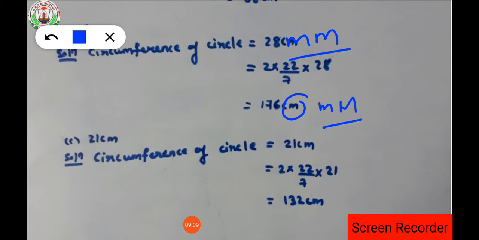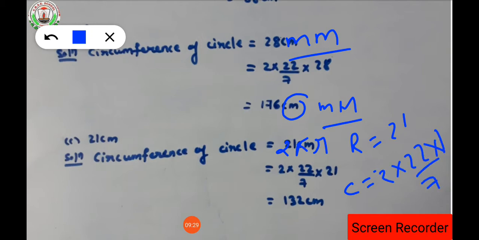Clear? In the same way, 21 is the radius given here. Circumference of a circle is 2 pi r, isn't it? Now substituting, circumference of a circle is equal to 2 into 22 by 7 into r. So C is equal to 132 centimeter. We will get the required answer. Clear? So here you have to write 2 pi r.